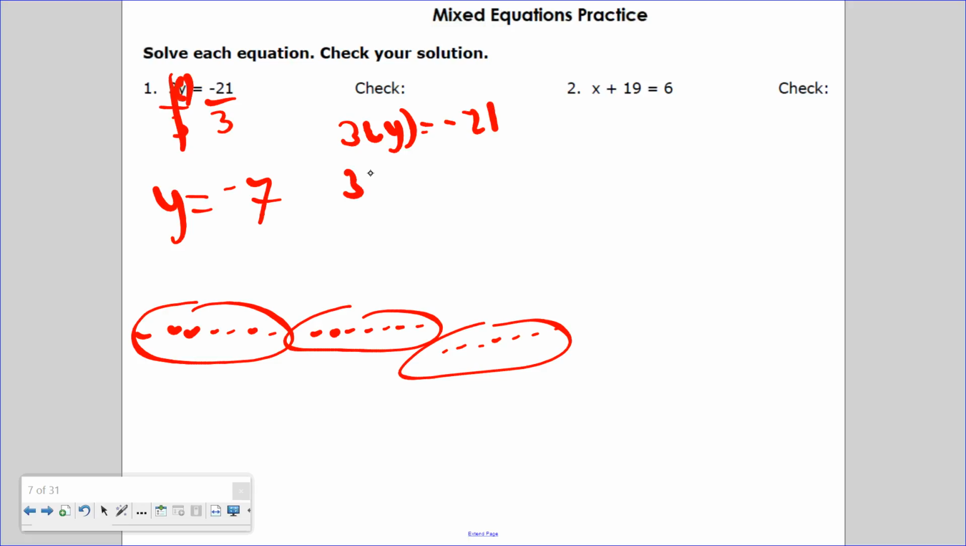I substitute the y with negative 7. And 3 times negative 7, or 3 times 7 is 21, opposite. Check mark. Number 2, x plus 19 equals 6.